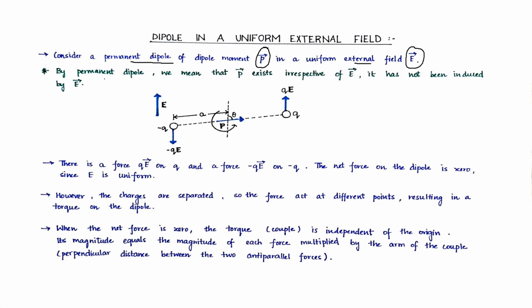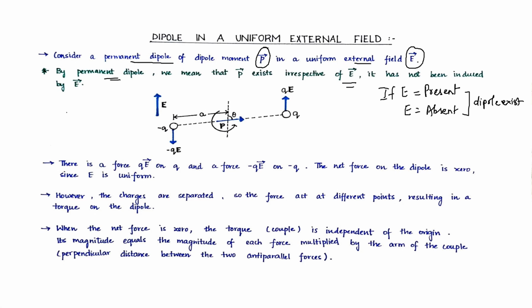A permanent dipole means a dipole which exists irrespective of the presence of E, whether E is present or E is absent. In both cases, the dipole exists. Such a dipole is termed a permanent dipole.